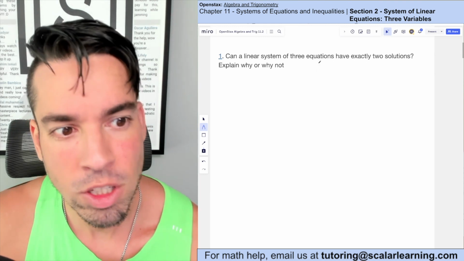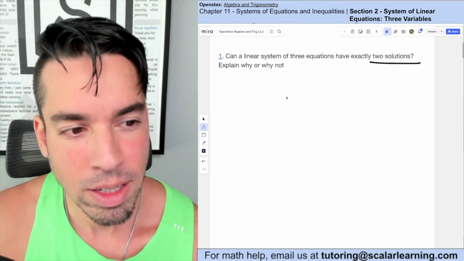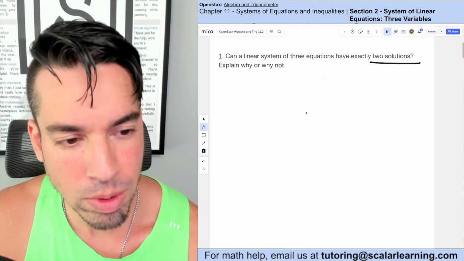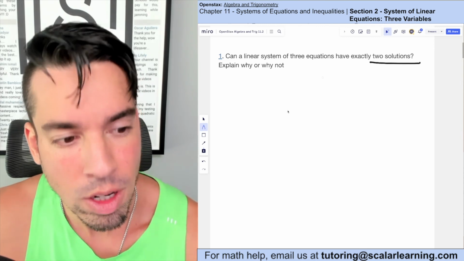Question 1. Can a linear system of 3 equations have exactly 2 solutions? Explain why or why not. So I would say absolutely not to this, and the reason why is because a system of 3 linear equations, that's literally 3 lines. So imagine the possibilities.